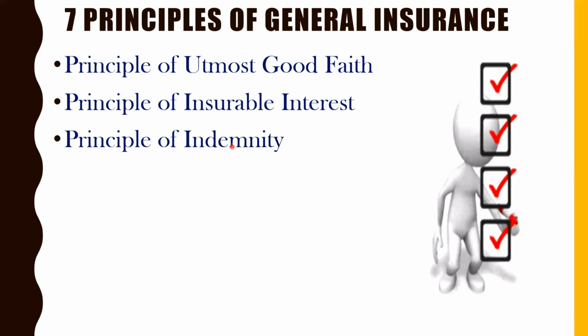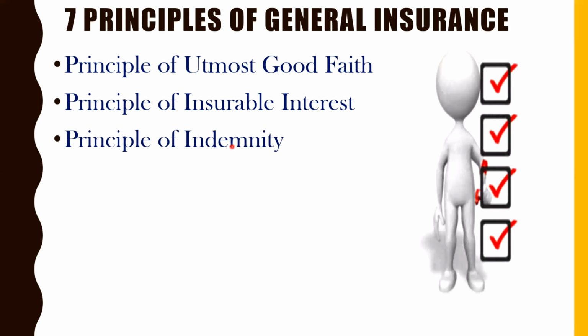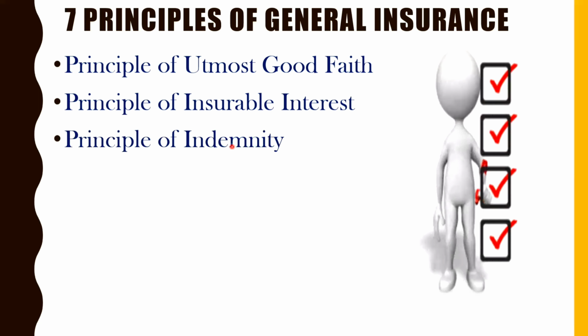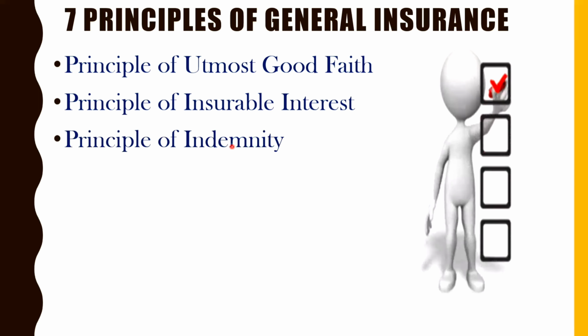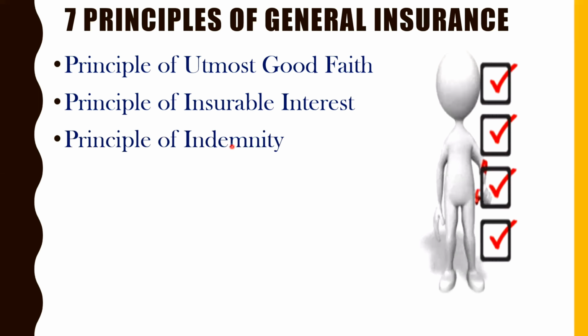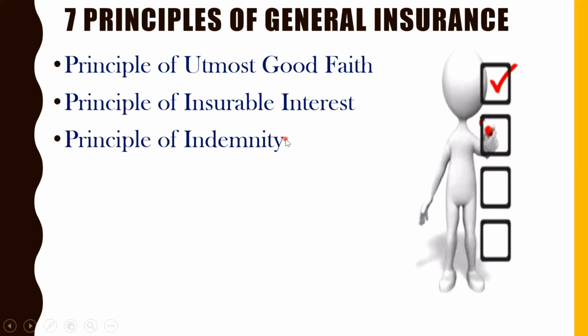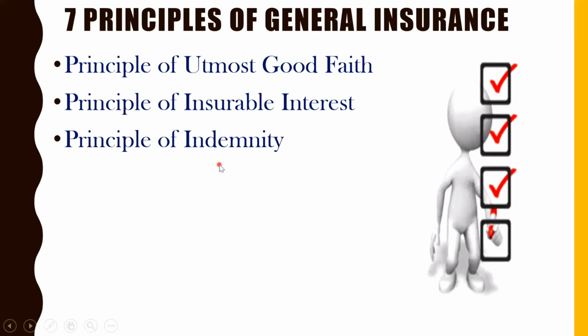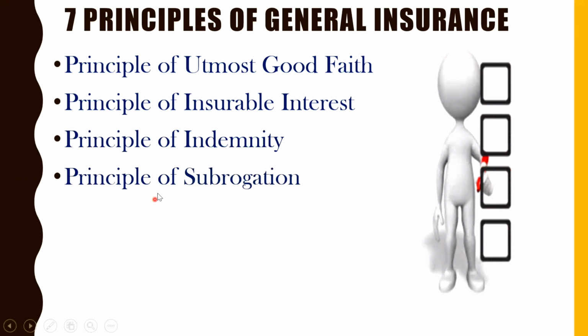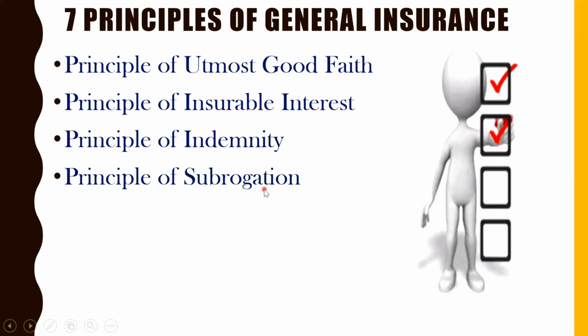In case of insurance, the insurer is giving the guarantee to the insured that if the insured is suffering from any kind of loss of the goods or subject matter of the policy, then that loss will be borne by the insurer through settlement of claim, and that is called the principle of indemnity. Here the guarantee is given from the insurer to the insured. Then the next principle is the principle of subrogation.